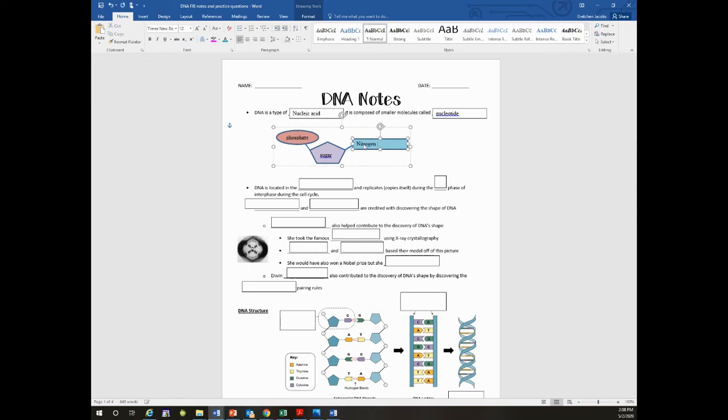If you guys remember from learning about DNA in the past, the nitrogen bases are abbreviated A, T, C, and G. And those are able to actually hold the DNA strand together. So we have the 3 parts of a nucleotide. And remember that DNA is located in the nucleus.